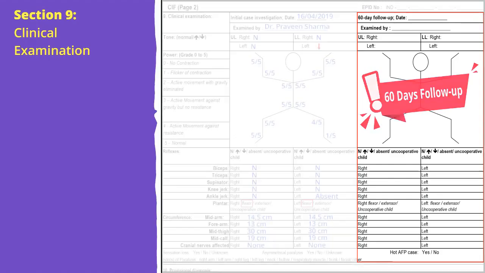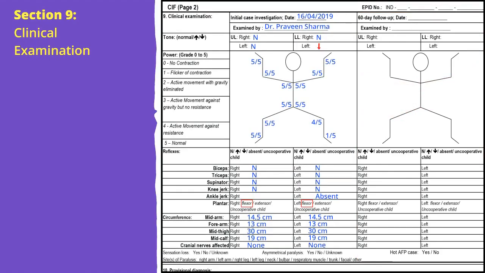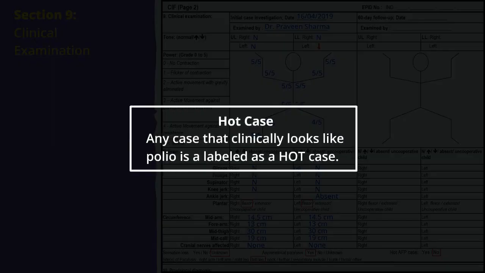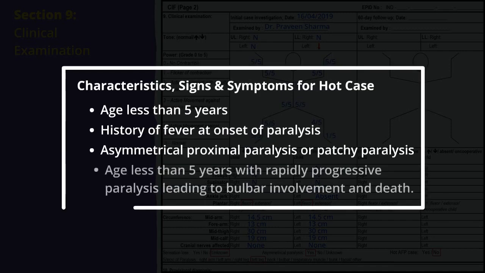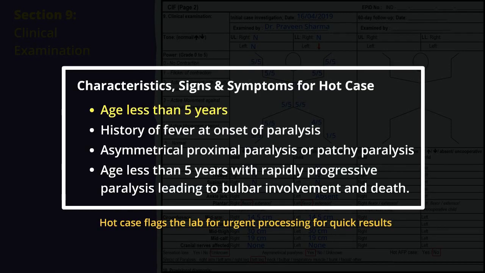Further, in Section 9, encircle about loss of sensation, symmetry of paralysis, site of paralysis, and whether case is a hot case or not. Any case that clinically looks like polio is a hot case. That is age below 5 years, fever at paralysis onset, asymmetrical proximal patchy paralysis or bulbar paralysis.